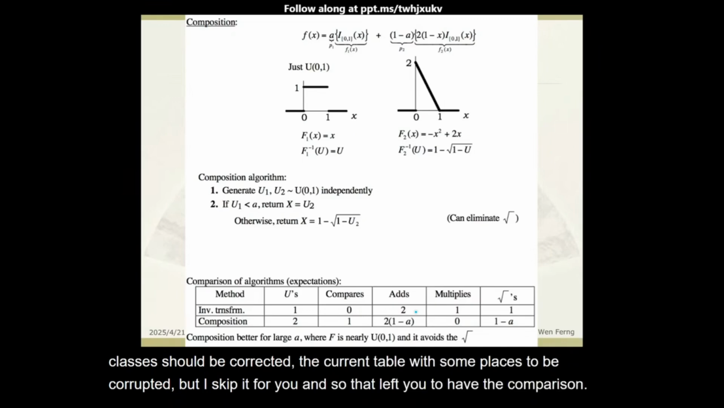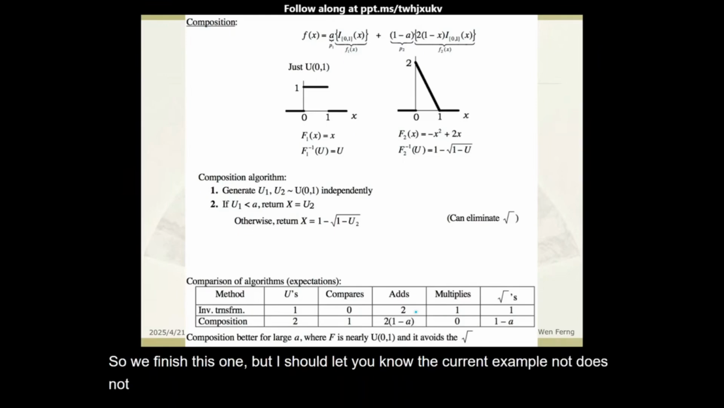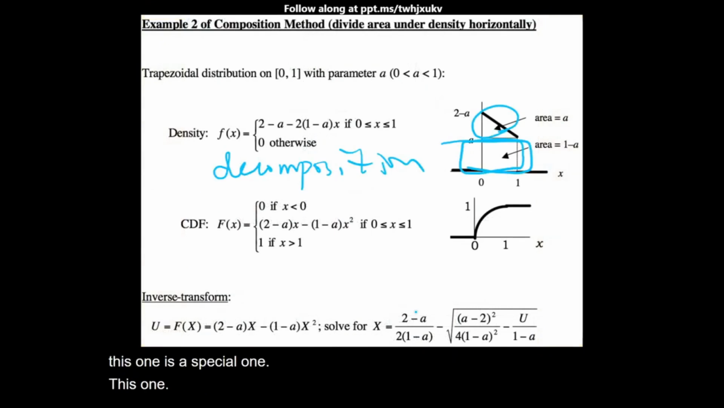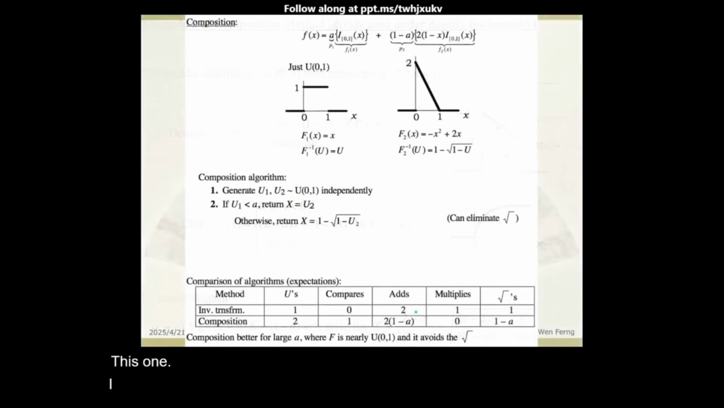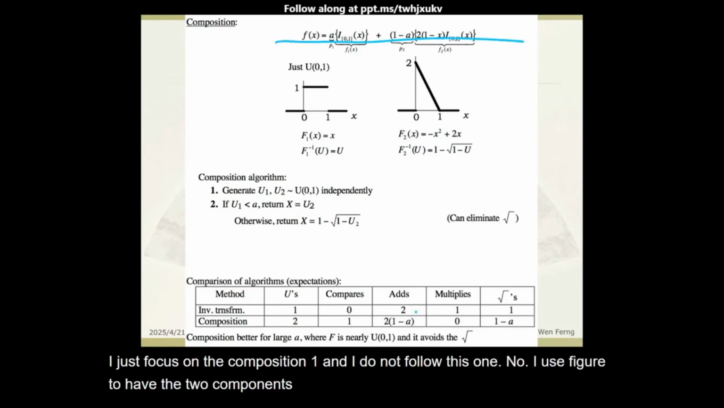So we finish this one, but I should let you know the current example does not appear in the textbook. It's an actual exercise, the actual example. So this one is a special one. Well, this one, I just focus on the composition one, and I do not follow this one. No, I use the figure to have the two components directly. So up to now, can you accept that one? It should be okay, right?